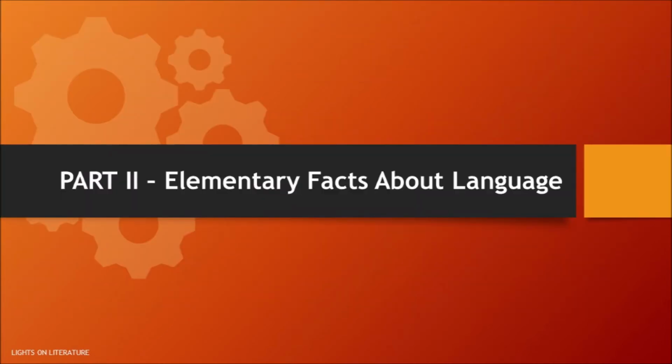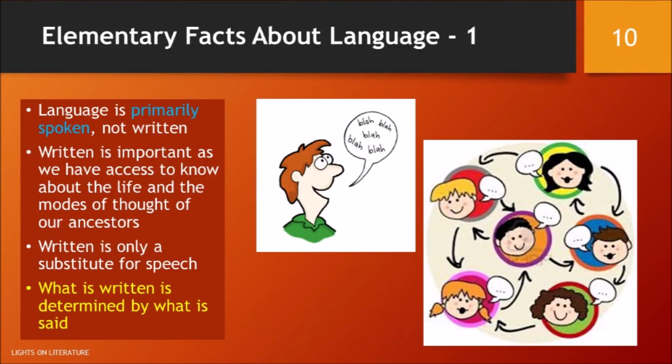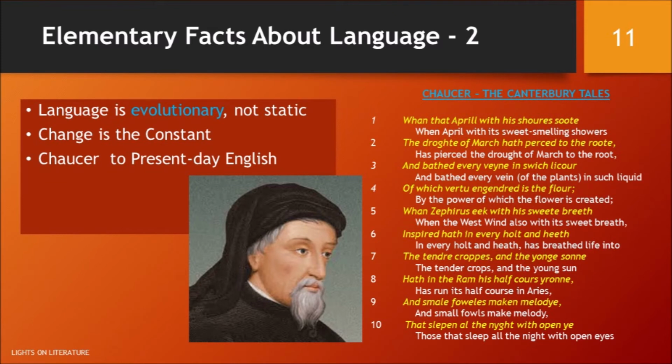Let us move to the second part of this video lesson. We will learn some elementary facts about language. You should keep in mind that language is primarily something that is spoken and not written. Written language is also important as it is an instrument to know about the past. Written language is just a substitute for speech. Language is always evolutionary and not static.